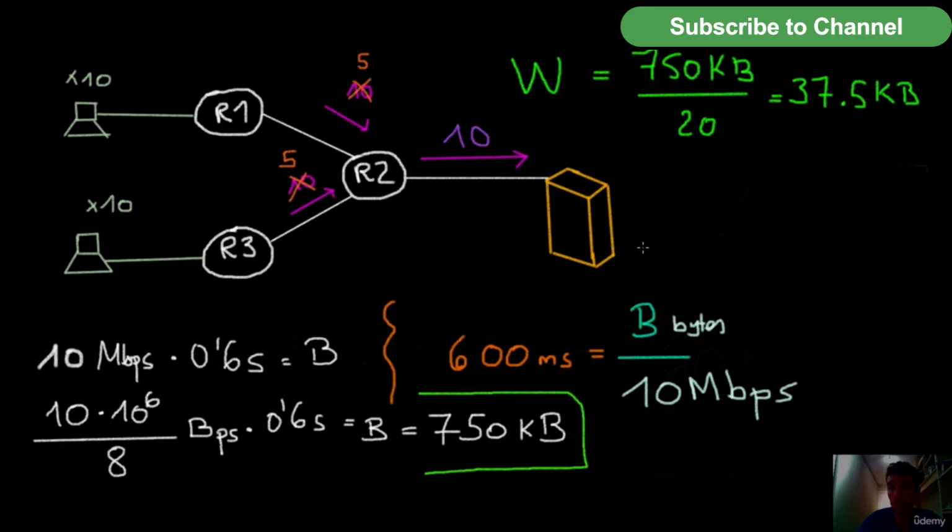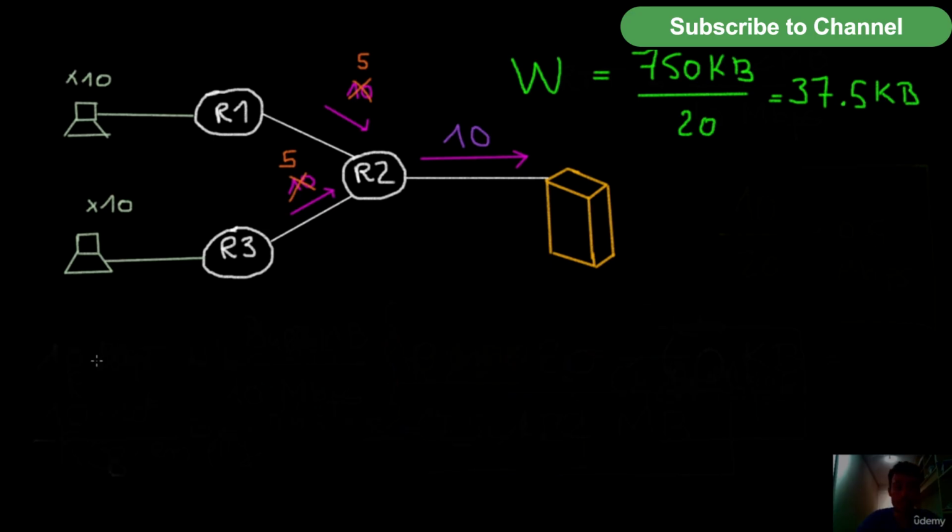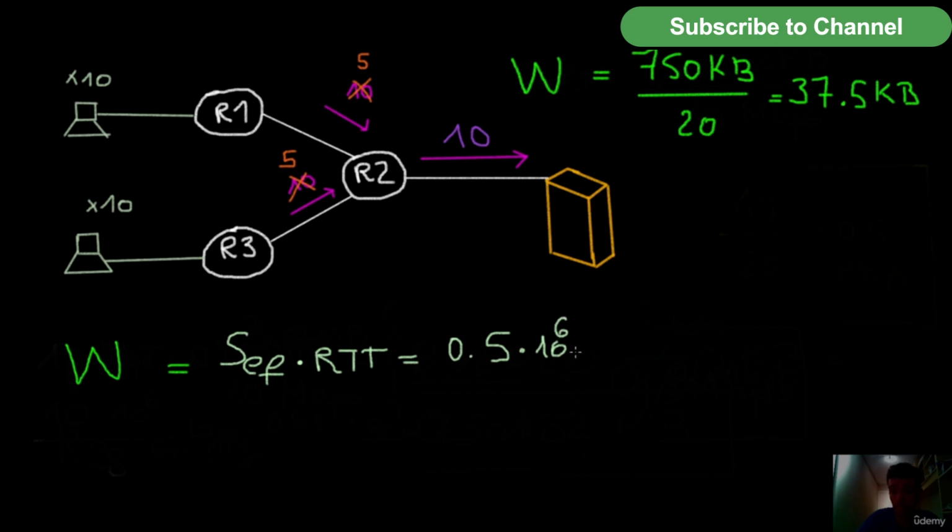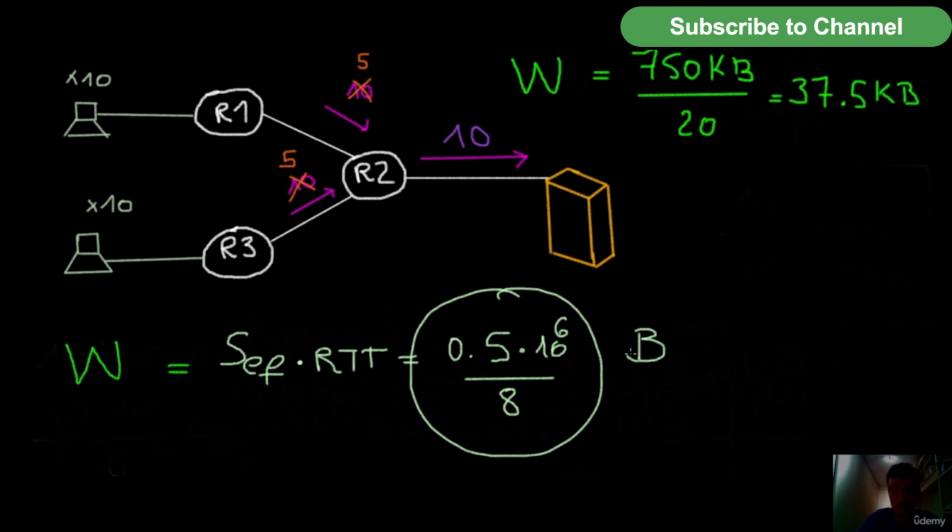But we can also reason in the following way. The effective speed will be the average window divided by the round trip time. Therefore, we can calculate the window W as the effective speed multiplied by the round trip time. We already know the effective speed, 0.5 megabits per second, so we multiply this by 10 raised to 6, which is the prefix mega. Now we have bits per second, and if we divide this by 8, we have bytes per second.